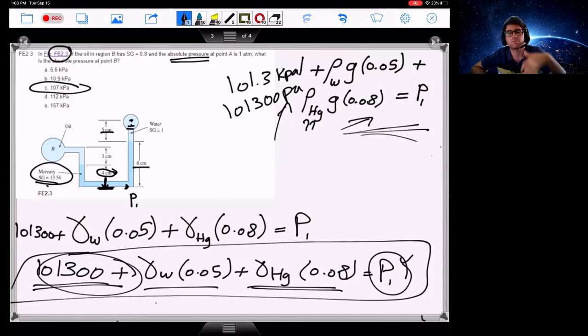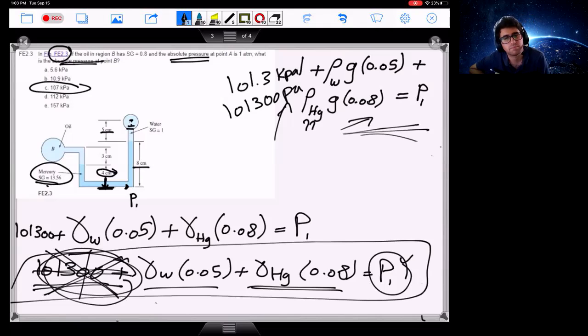If you're including atmospheric pressure in your equation, you're calculating for absolute pressure. If you're excluding this one, take it out, and now P1 is gauge pressure. But the problem is asking us to find absolute, so why take out this term? Keep that term in there.